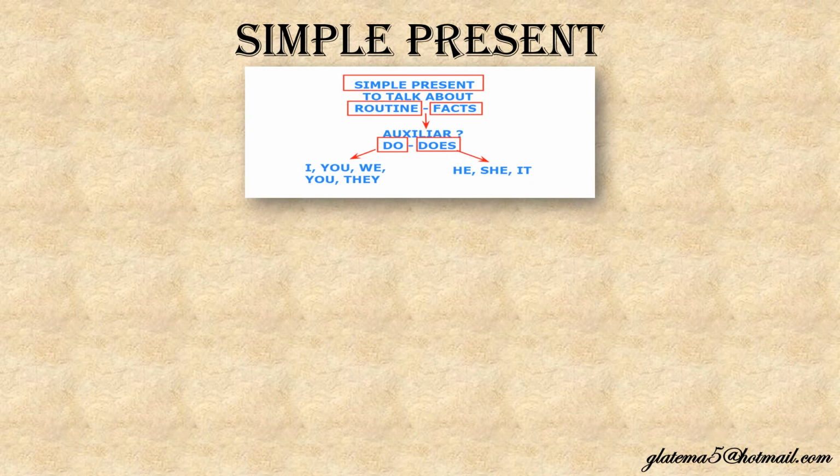First of all, we are going to see that the present simple is used when we want to talk about routine or facts. In those cases, we have to remember that in simple present we need the auxiliary do and does. Do is for the subjects I, you, we, you, they, and does is for the third person he, she, and it. And we only use the auxiliaries do and does when we make questions and negative sentences.